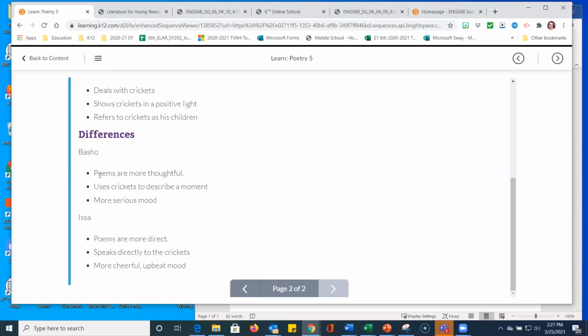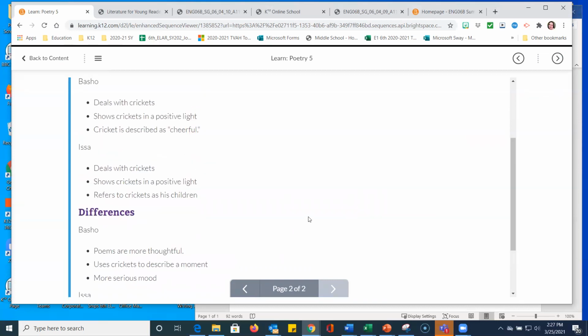The differences: Basho's poem is more thoughtful, whereas Issa's poem is more direct. Basho uses crickets to describe a moment, and Issa speaks directly to the crickets. Basho has a more serious mood, whereas Issa's is more cheerful and upbeat.